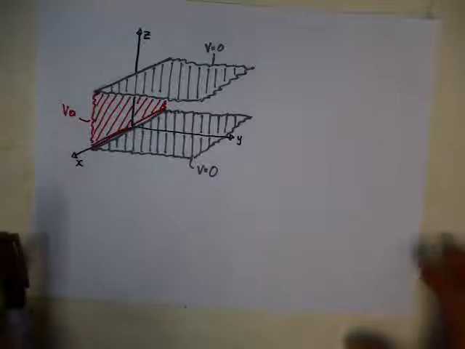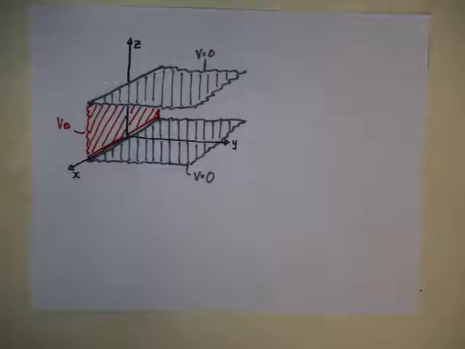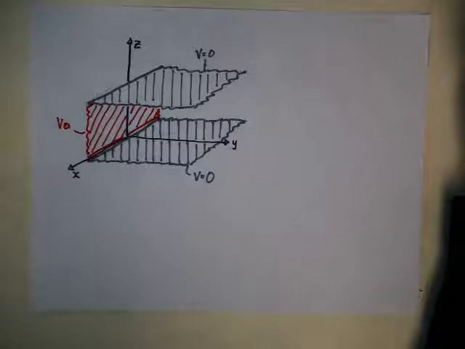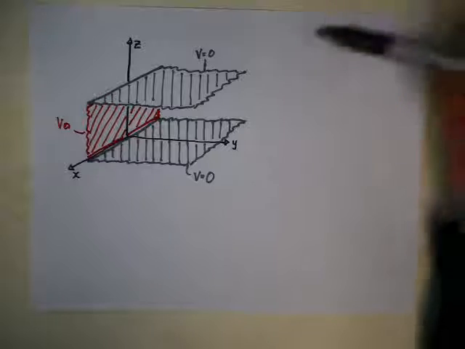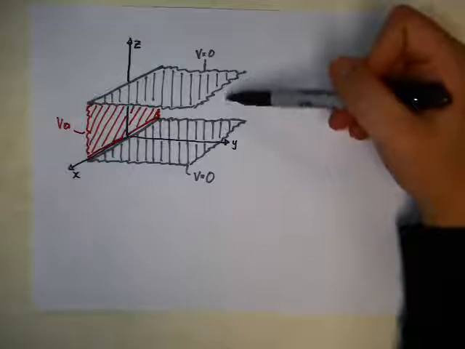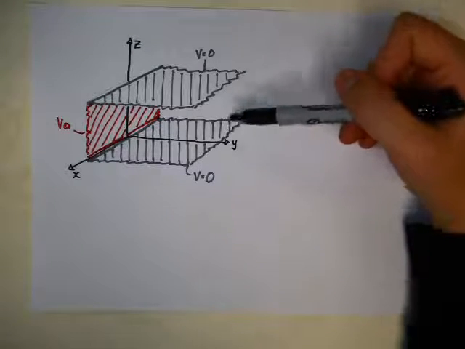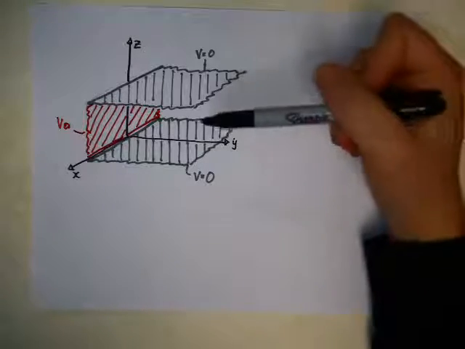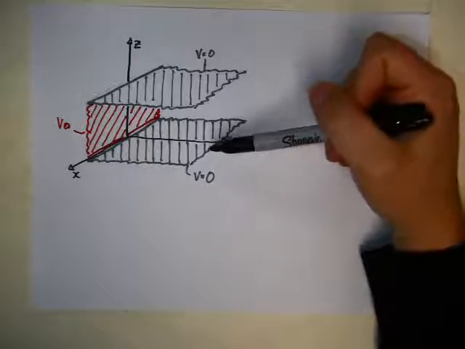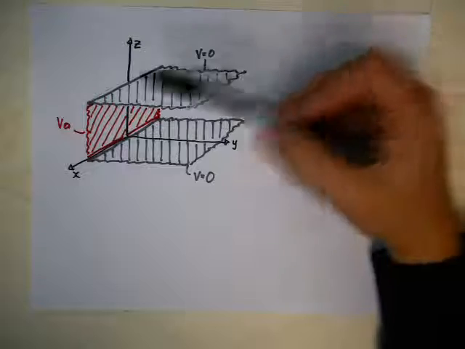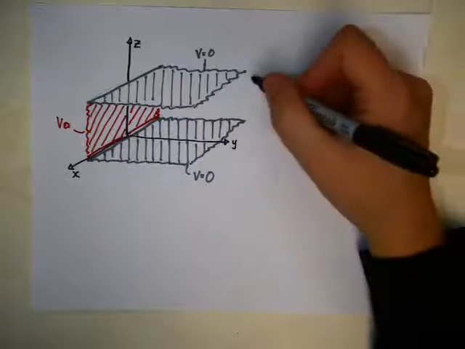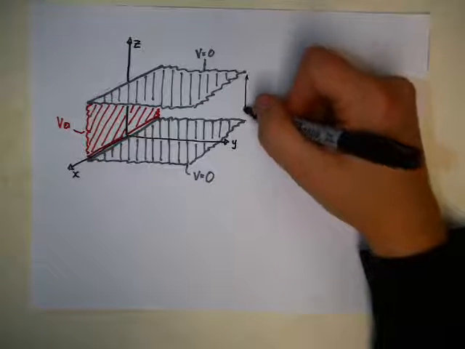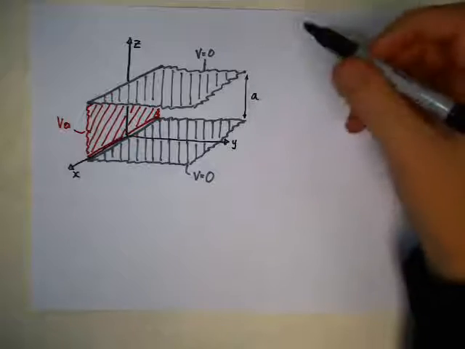This is an example problem for using separation of variables to solve the following situation. We are asked to find the potential everywhere inside what is called an infinite slot. We have these two planes at z equals 0 and z equals a, and so this distance here is a.